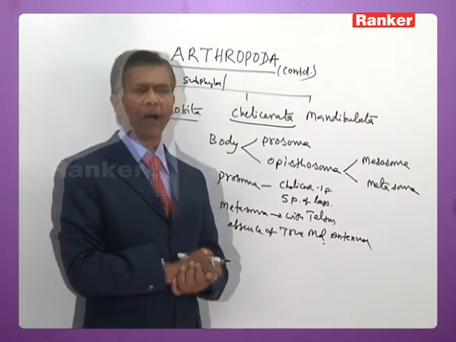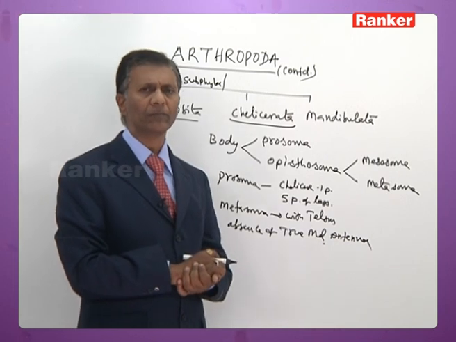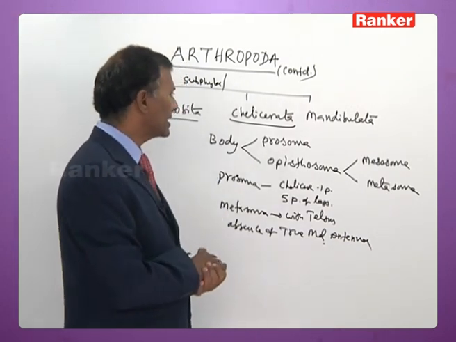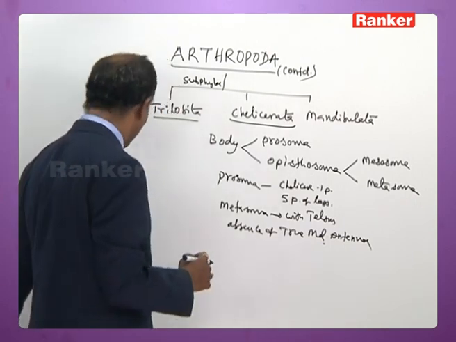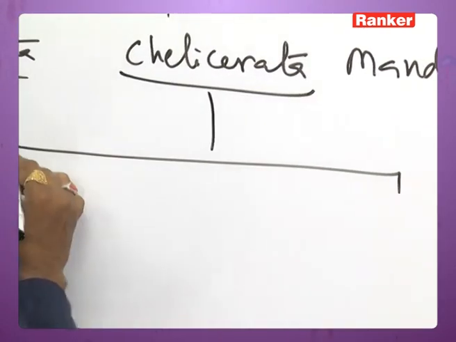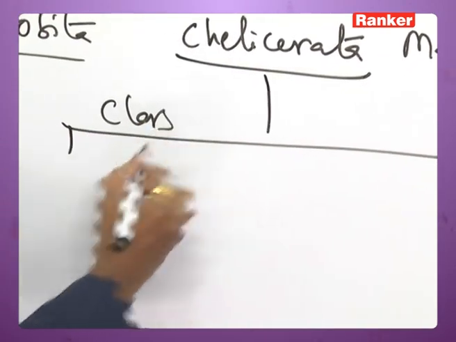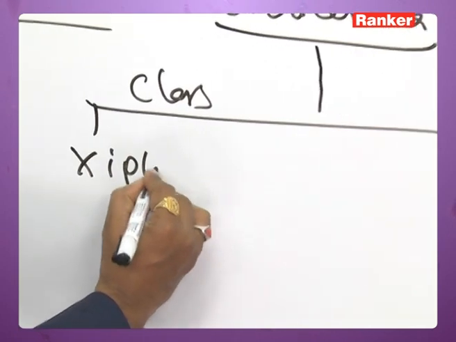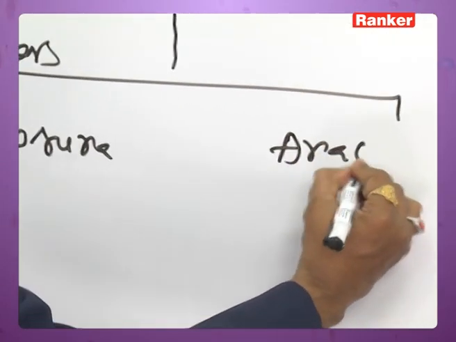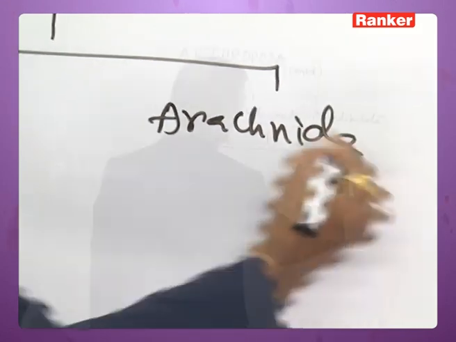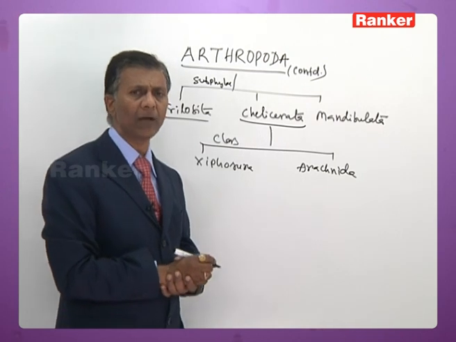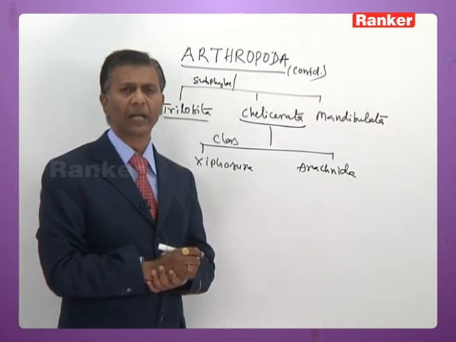Chelicerates may be marine or terrestrial. Some of them are marine and some are terrestrial. Then Chelicerata is divided into two classes: class Xiphosura and class Arachnida. These are the important classes of subphylum Chelicerata.